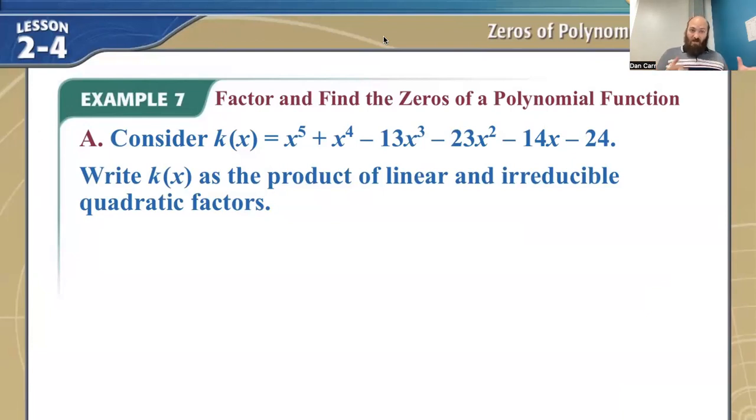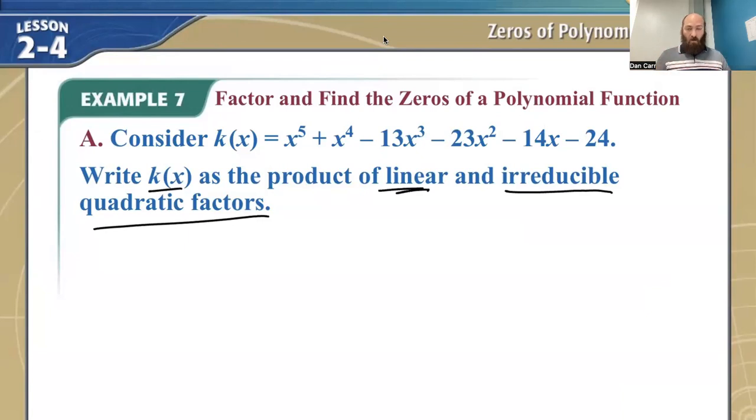So one of those things is going to be writing a k of x function as a product of linear and irreducible quadratic factors. The irreducible quadratic factors means we cannot factor it any further. Now, maybe it's just not factorable. We have something that's irrational, or maybe they're complex.